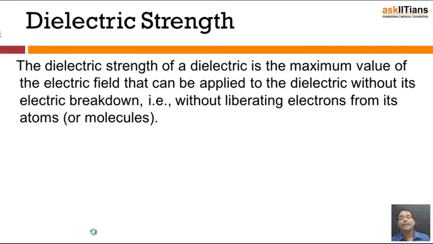Finally, what exactly is the dielectric strength? Dielectric strength of a dielectric is the maximum value of the electric field that can be applied to the dielectric without its electric breakdown. That is, without it breaking down into single electrons and protons. So it still remains its entity. Its entity remains the same. It is just how much electric field it can withstand. That is what is meant by the dielectric strength. Hopefully you understood till this point. We'll go further and try to discuss more about it.